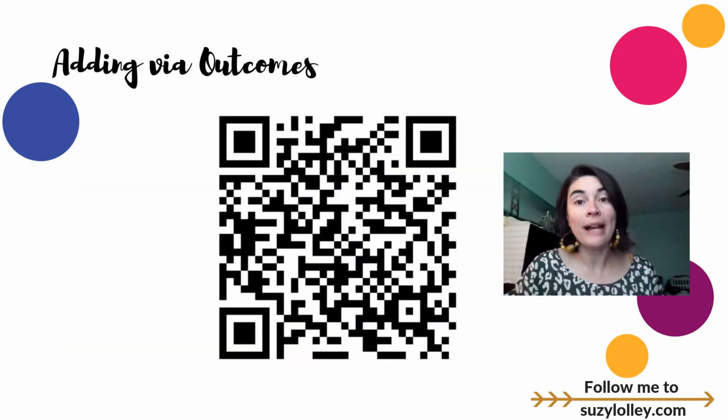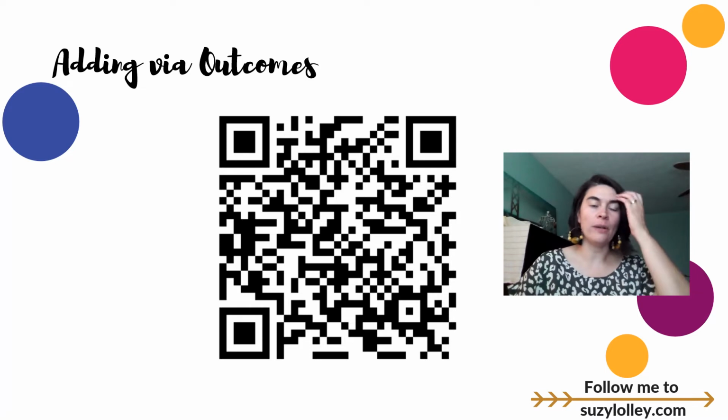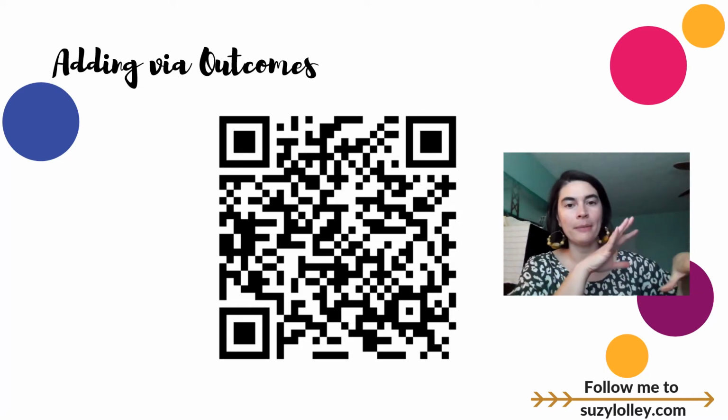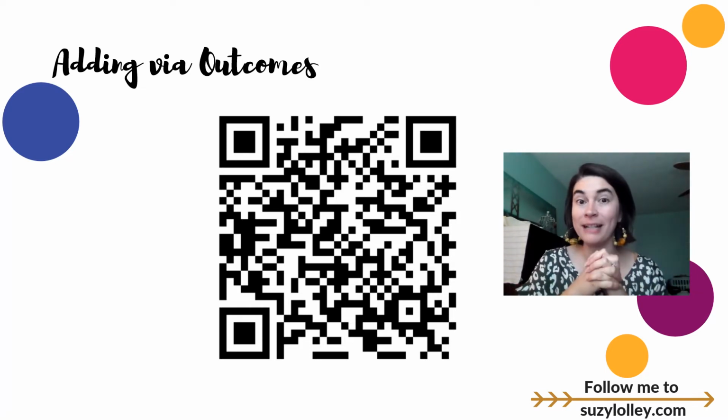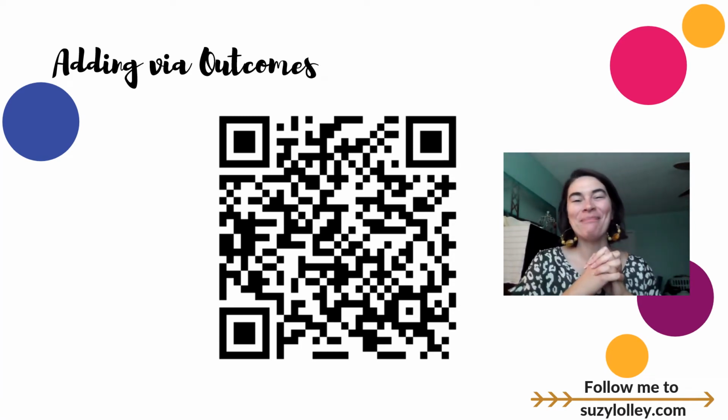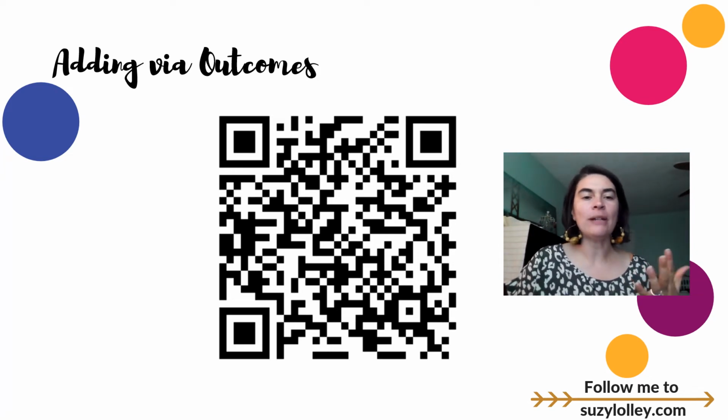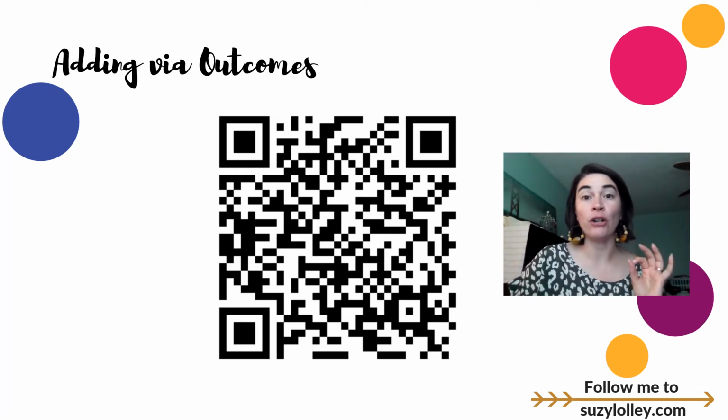So I told you there were 2 ways to add a rubric. The second way I'm actually not going to go into because it can take us down a rabbit hole, but I did put a QR code here for a reason. You can pause it. That's my you've paused it face. And it'll take you to another way that you can add a rubric. It's via outcomes.